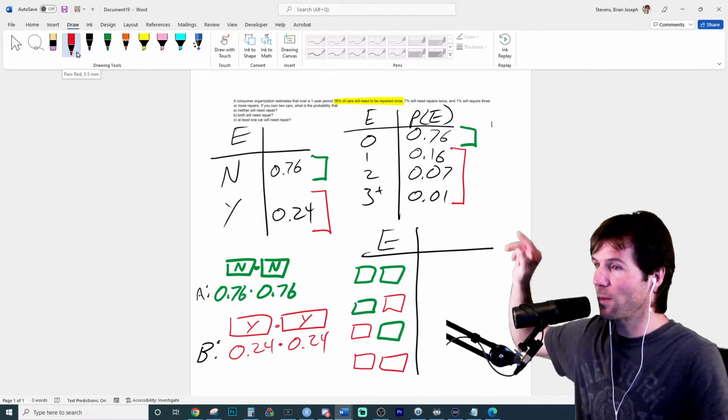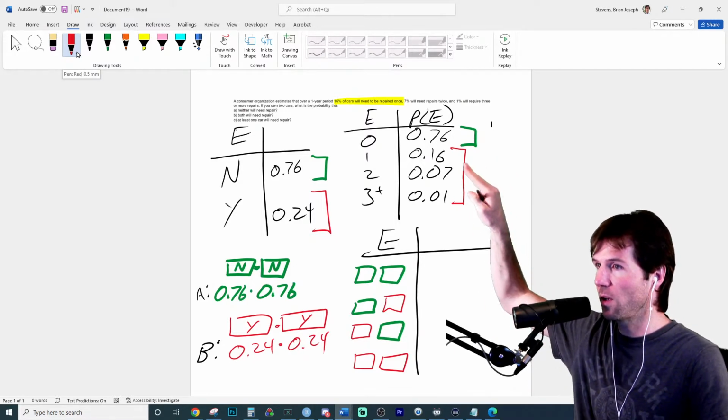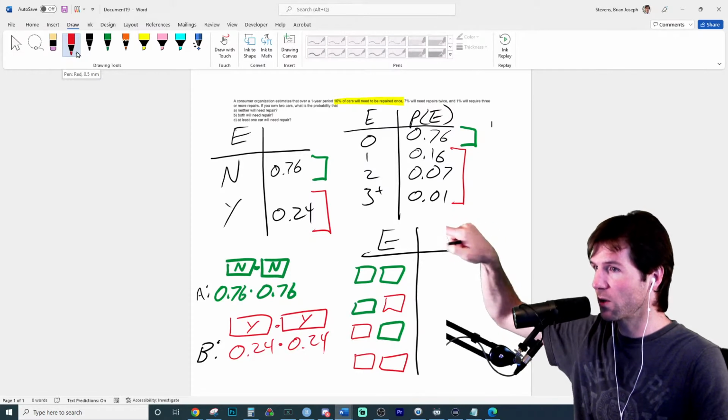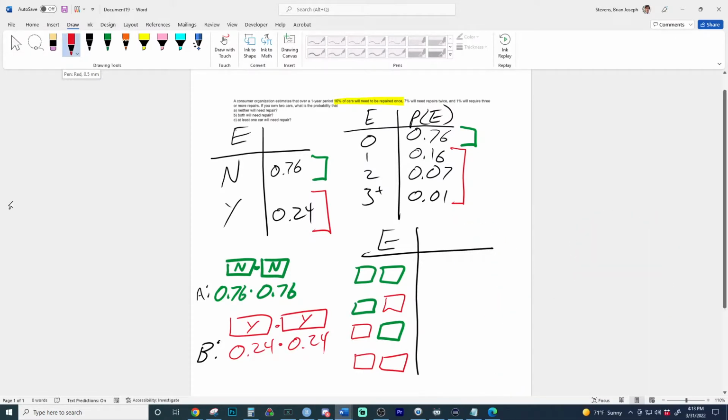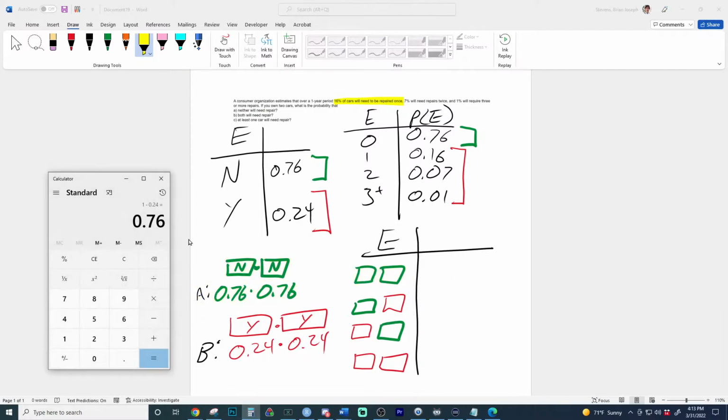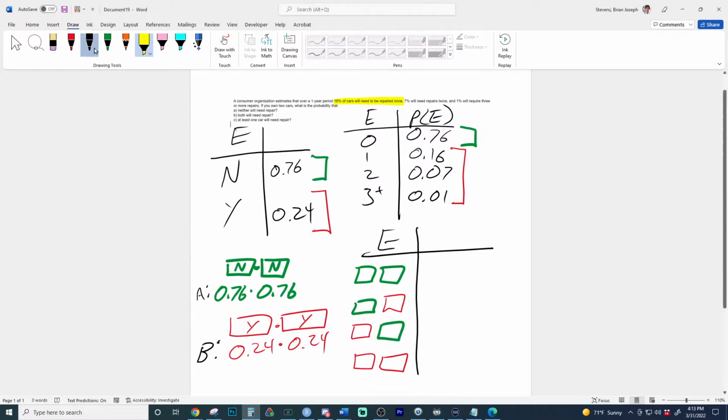It's just like the sample space up there where you could just add them to figure out the probability of 1, 2, or 3 plus repairs. We're going to do the same thing again right here, but we already know one of the probabilities. That is the same thing we just found, the probability of both your cars not needing repairs. The probability of both of your cars not needing repairs is 0.5776.